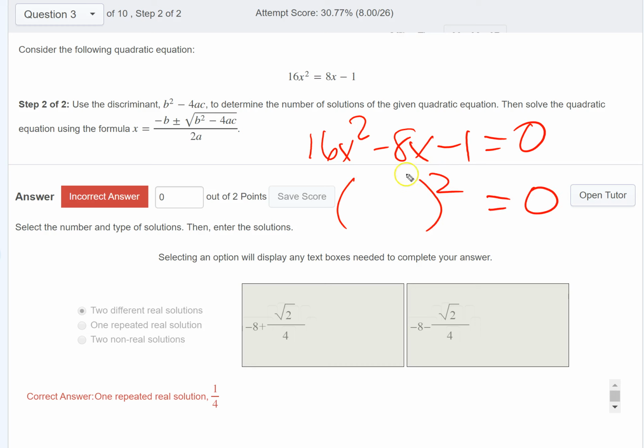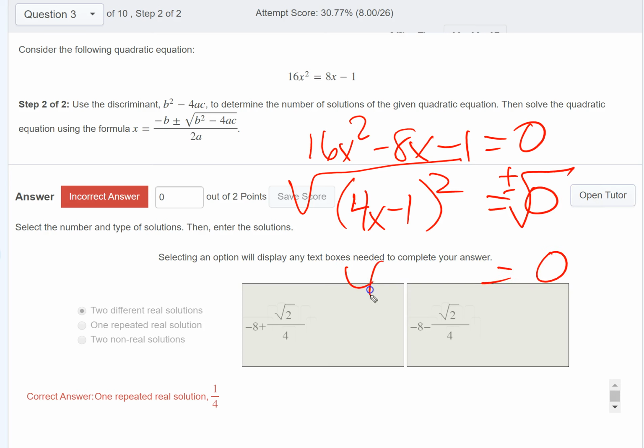This is a perfect square trinomial, so it would factor into 4x minus 1 squared. So we take the square root of this, plus or minus the square root of 0 is still 0. And we get 4x minus 1. Transpose the 1, divide by 4. It gives us the same answer. So sometimes if things will factor, you can also use the quadratic formula.